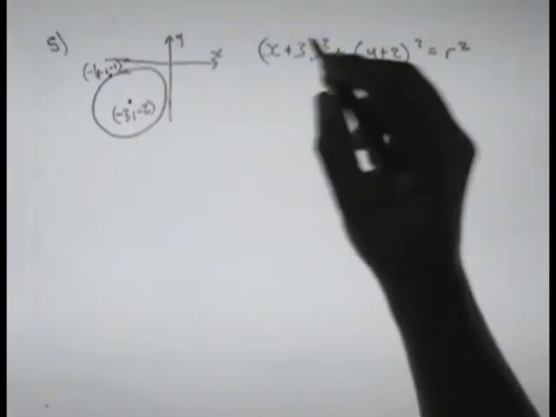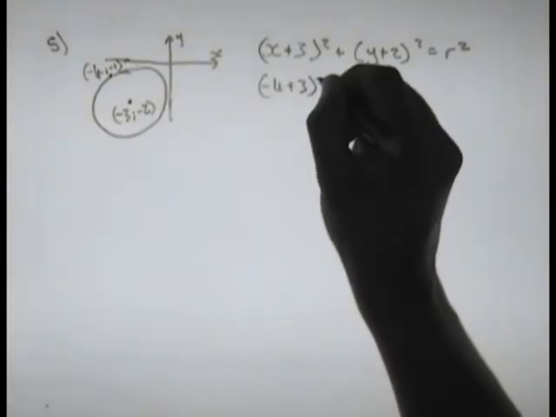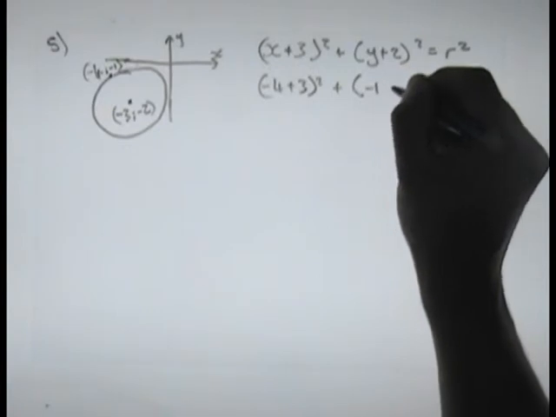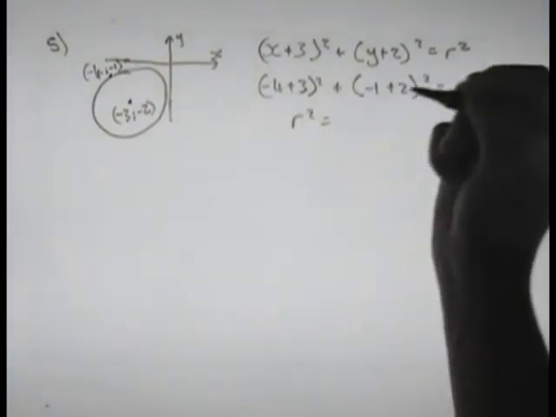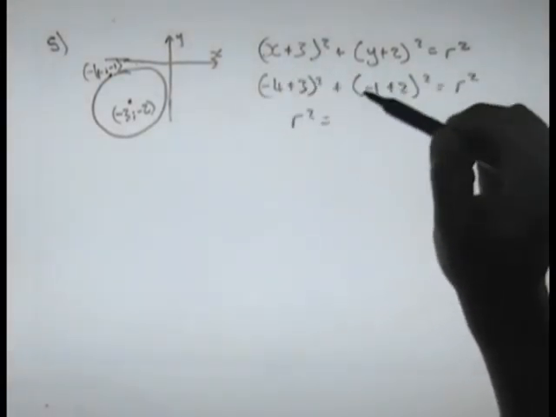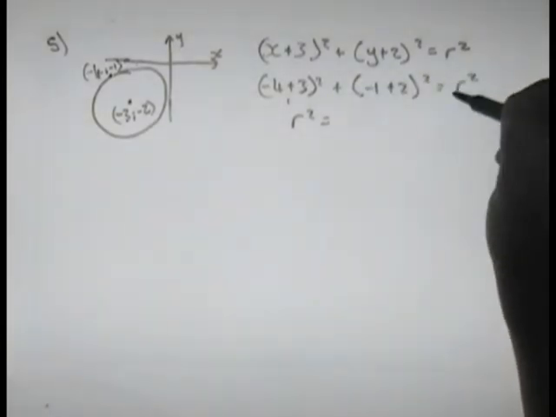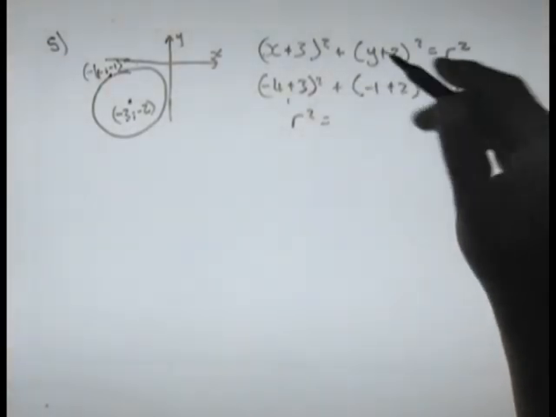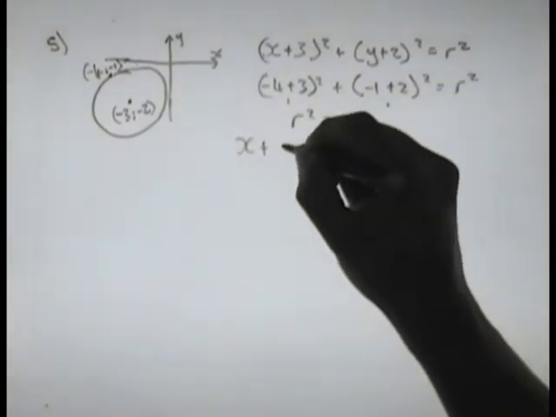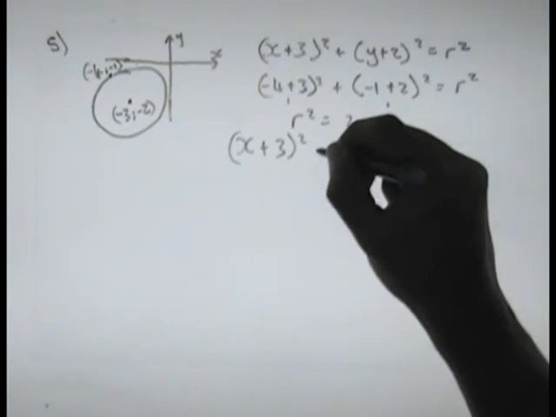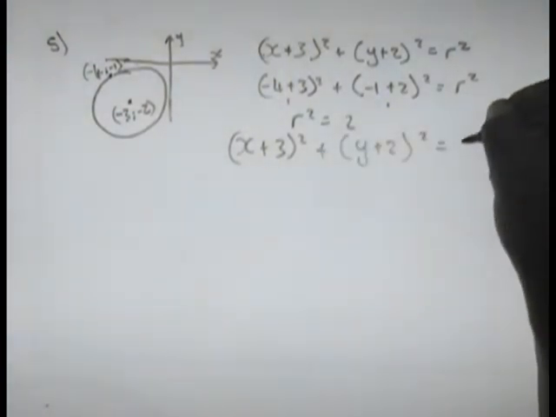To get r squared, I substitute that point in. So it's -4 plus 3 squared plus -1 plus 2 squared is equal to r squared. That means that r squared is equal to -4 plus 3 is -1, squared is 1. -1 plus 2 is equal to 1, squared is 1. 1 plus 1 is 2. That means that the equation reads x plus 3 squared plus y plus 2 squared is equal to 2.